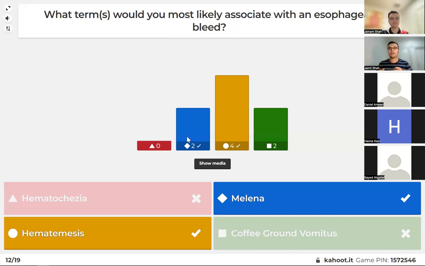is leaking blood out into the stomach, for example, and then the stomach is going to digest it a little bit and make it look more darker, more coffee ground-like. That's why you have coffee ground vomitus there. And I hope that sort of made sense. But if you do have any questions about that, feel free to ask away in the chat.